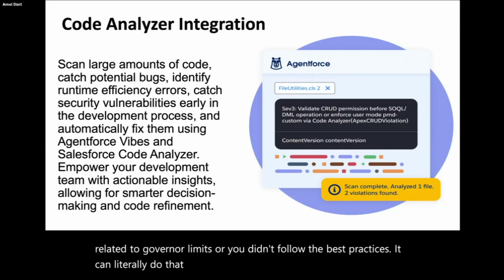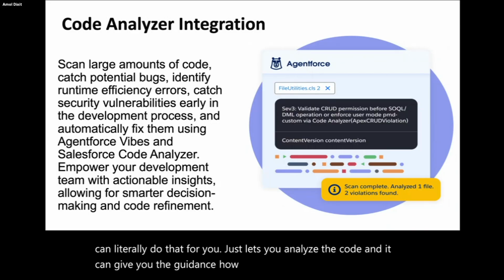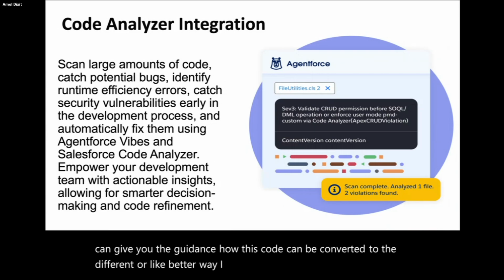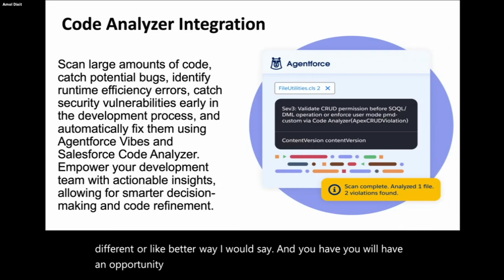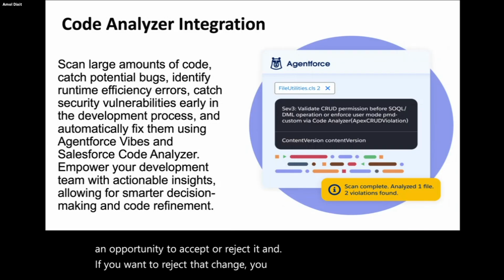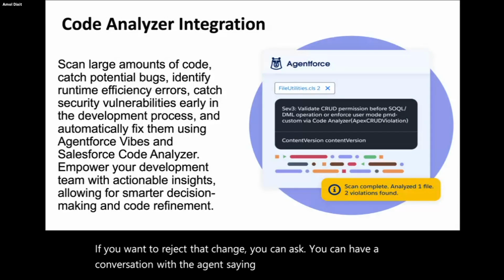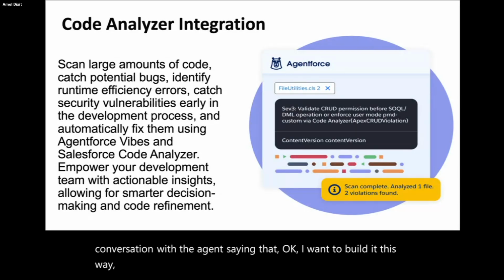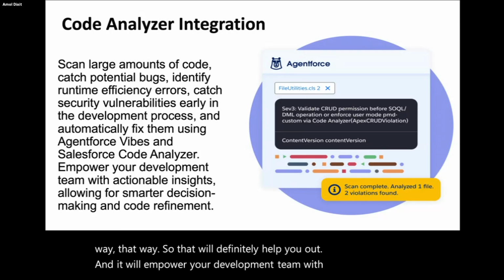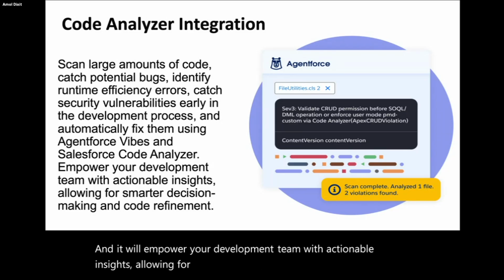It lets you analyze the code, and it can give you guidance on how this code can be converted to a different or a better way, I would say. And you will have an opportunity to accept or reject it. If you want to reject that change, you can have a conversation with the agent, saying, okay, I want to build it this way or that way. That will definitely help you out, and it will empower your development team with actionable insights, allowing for smarter decision making and code refinement.